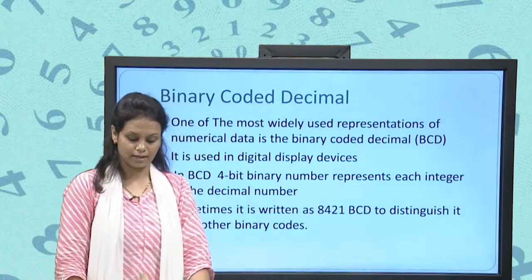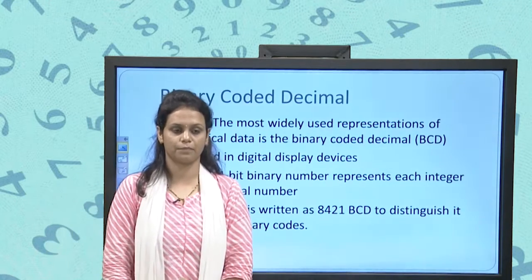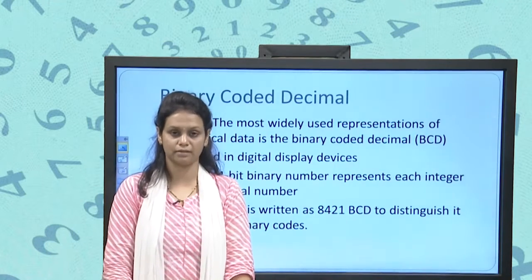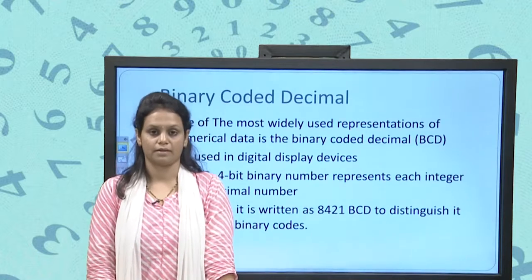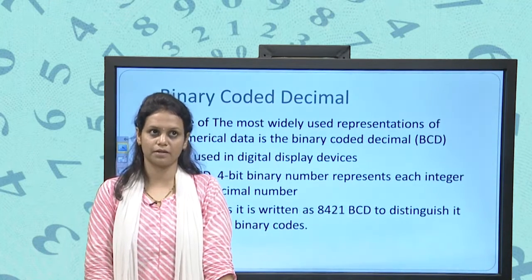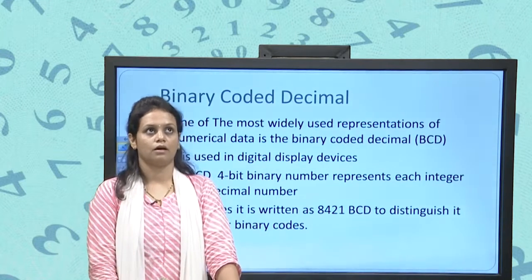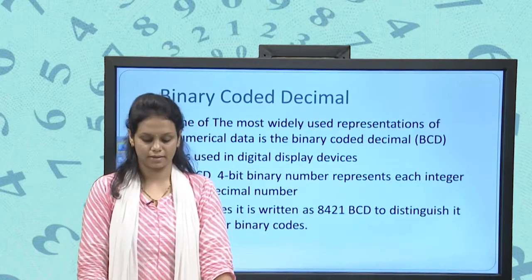Fine. In the last few lectures, we have seen different base numbers like decimal, that is the 10 base number, then binary numbers, that is the 2 base number, then octal, that is the 8 base number, then hexadecimal, that is the 16 base number. Fine. We will just revise the last series.